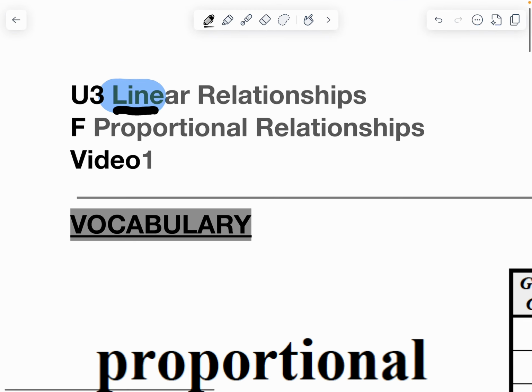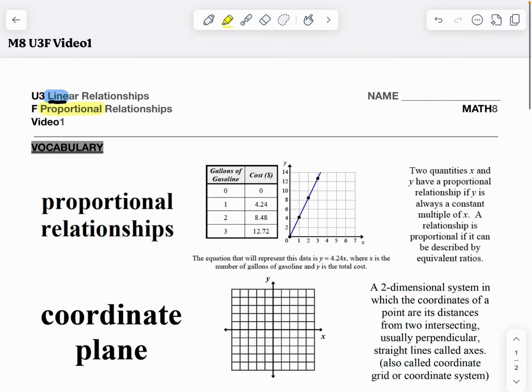Now, we're going to start with a specific kind of linear relationship, which is called proportional. Okay, you've studied this before. You studied this last year in 7th grade. So let's go ahead and zoom out here. I'm going to talk about some of our vocabulary words.